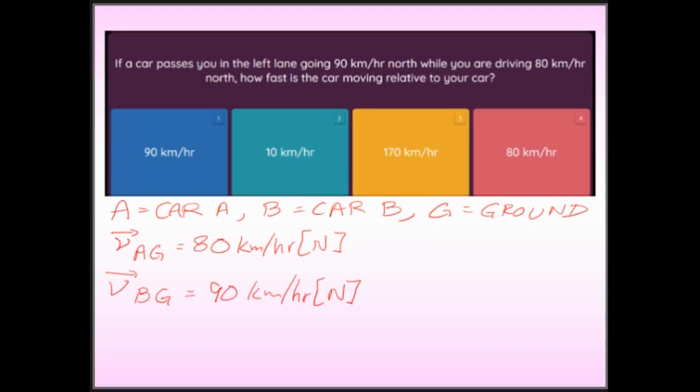Now, what is the question asking? How fast is the car, which car? B, moving relative to car A. So what's the question asking for, VBA or VAB? VAB means the velocity of car A according to car B, but that's not what we want. We want car B according to car A. So we want VBA. Perfect. VBA equals what?